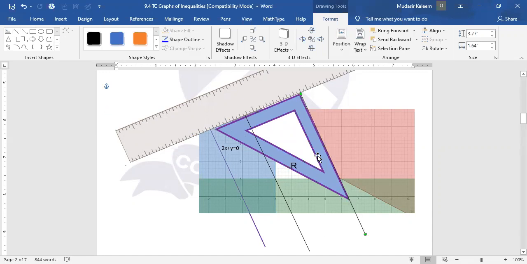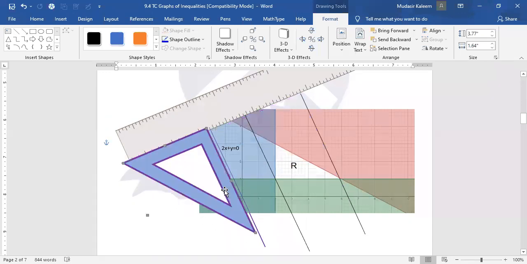Okay, there's another line for you here. Okay, now let me remove the set square. You see that? We've got a pair of parallel lines. Both are parallel to 2x plus y equal to 0. So this is the first line that passes through the first point in the region R. This is the last line that passes through the last point in the region R.